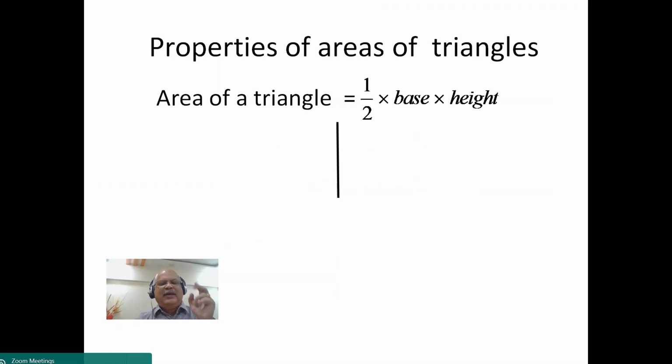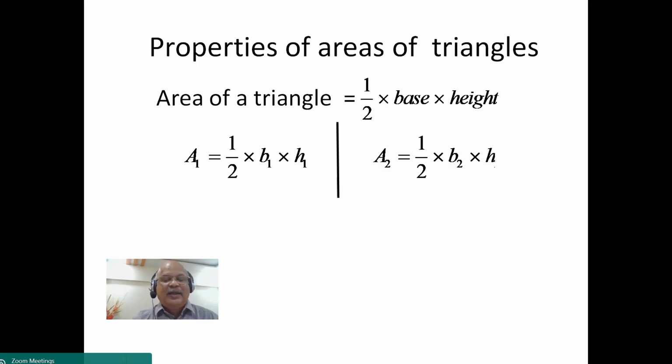Now let us say that I have two triangles. The area of the first triangle I take as A1, the base as B1, and the height as H1. Then the area of that triangle would be given by A1 equals half into B1 into H1. If I have another triangle having area A2, base B2 and height H2, then the area of that triangle would be A2 equals half B2 into H2.